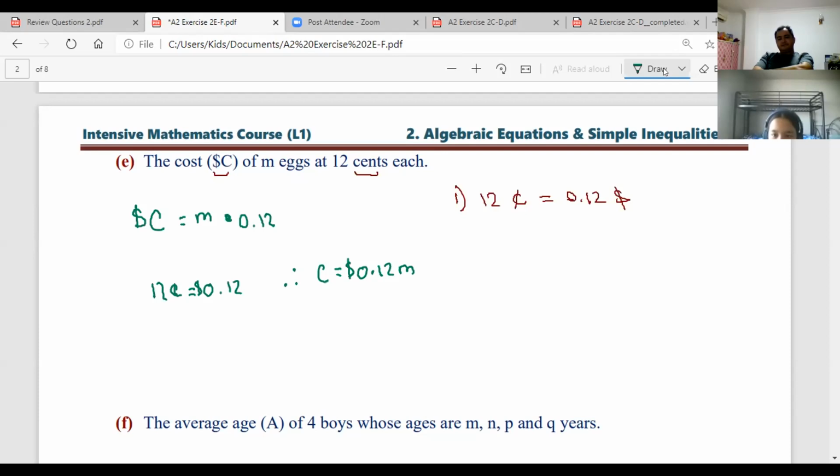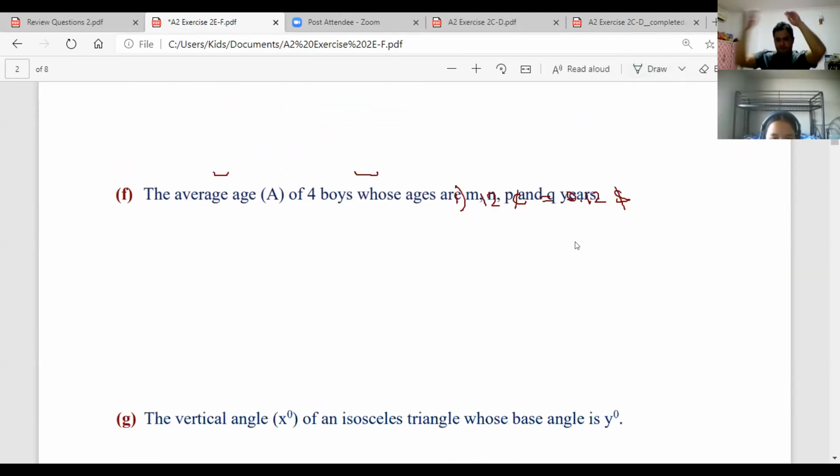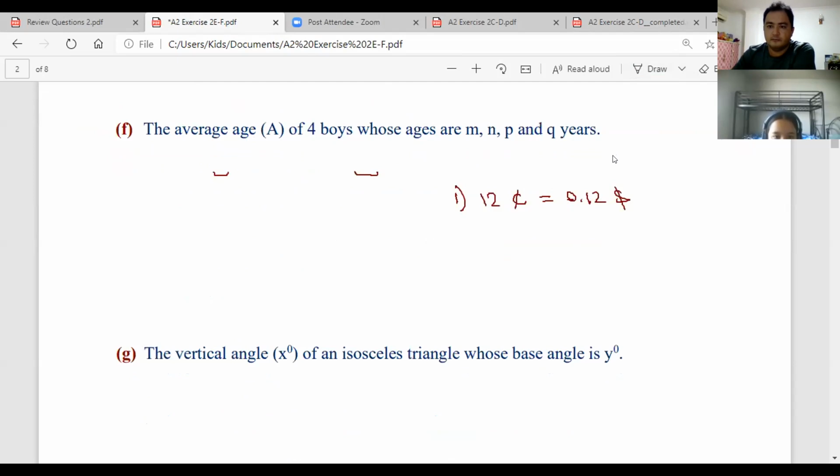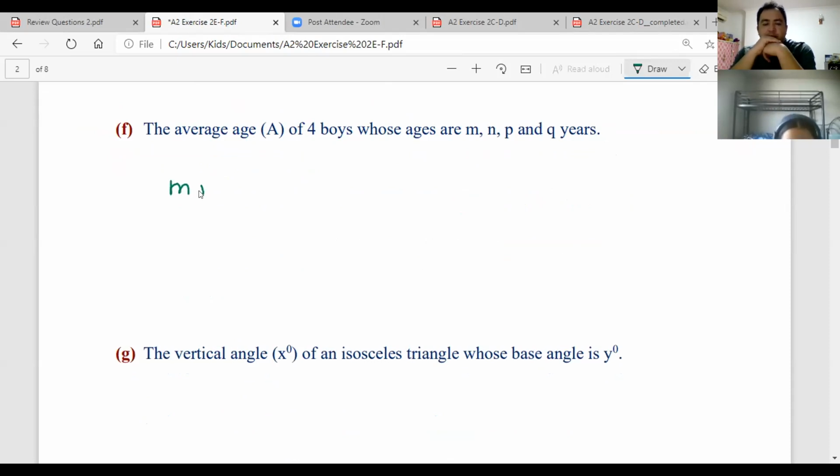Okay, good. The average age A of 4 boys whose ages are M, N, P and Q years. That's easy. First, the average age, so write capital A first. Then M plus N plus P plus Q. After that, we divide by 4, right? Yeah, that's right. So it's M plus N plus P plus Q by 4.